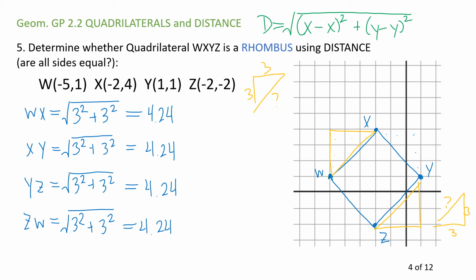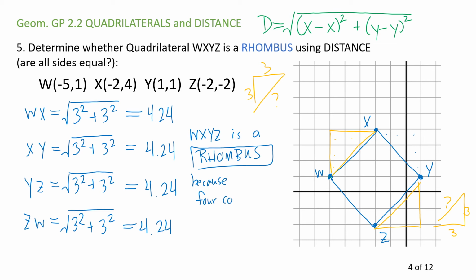So once again, conclusion: WXYZ is a rhombus because I have 4 congruent, equal sides. Now it's possible it could be more than a rhombus.